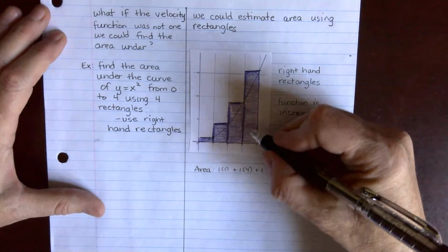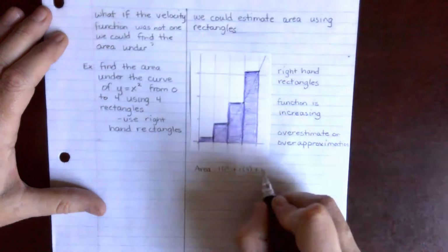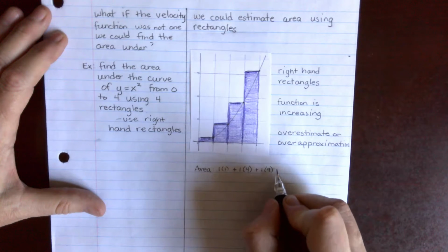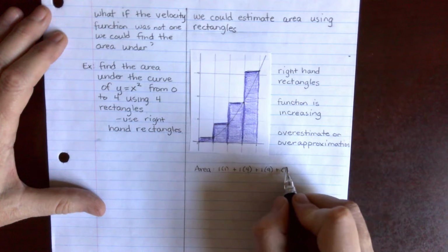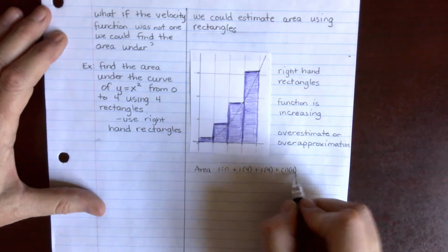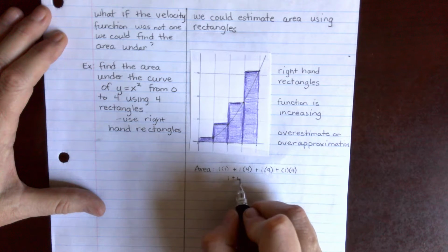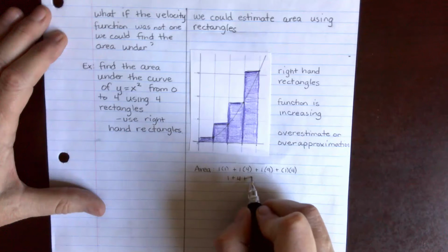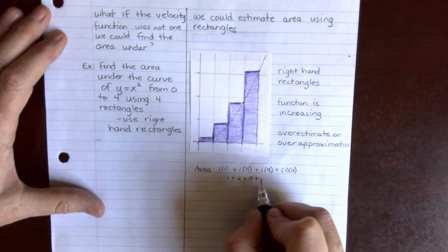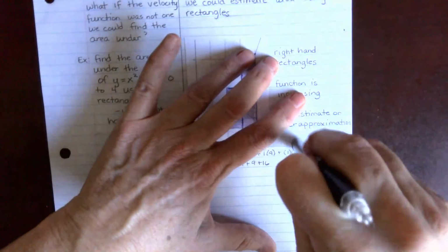The next interval has a length of 1. This 3 up here is 3 squared, that's 9. And the last one, oops. So I have 1 plus 4 plus 9. Oops, that should be 16 over there because it's 4 squared.